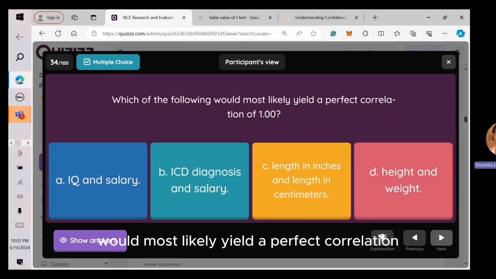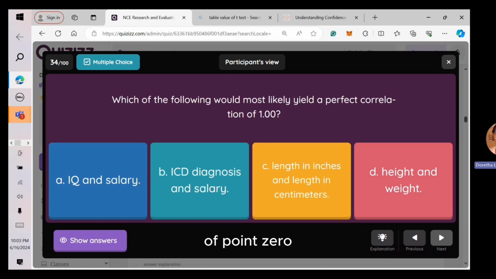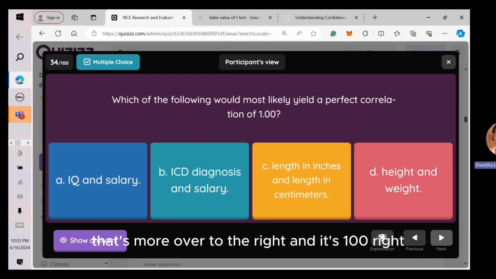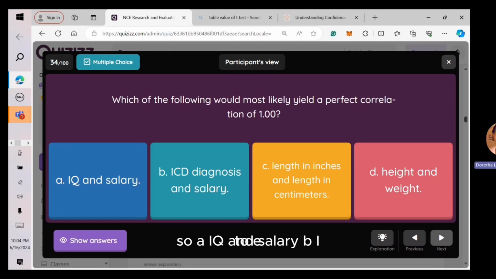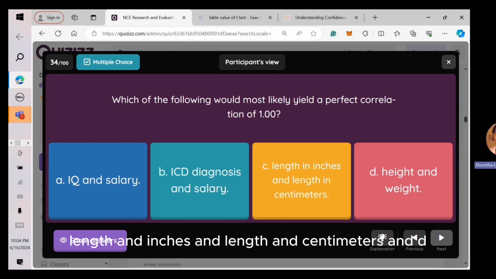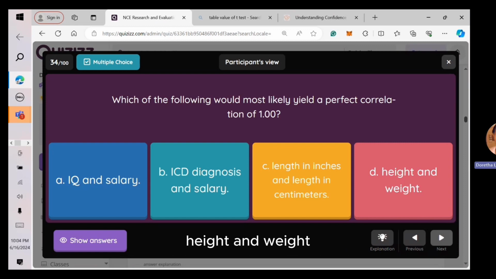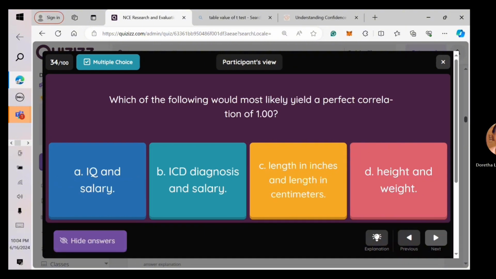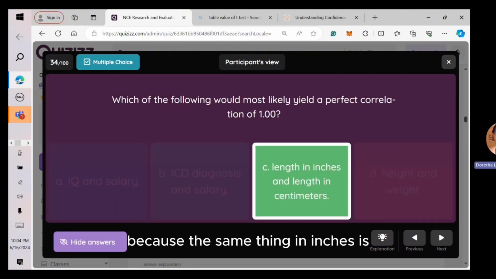Which of the following would most likely yield a perfect correlation of 1.00? Again, you move that decimal over to the right and it's 100. A, IQ and salary. B, ICD diagnosis and salary. C, length in inches and length in centimeters. And D, height and weight. I'm hoping that you pick C, because it's the same thing in inches and the same thing in centimeters. It's just done differently. It's a perfect correlation.